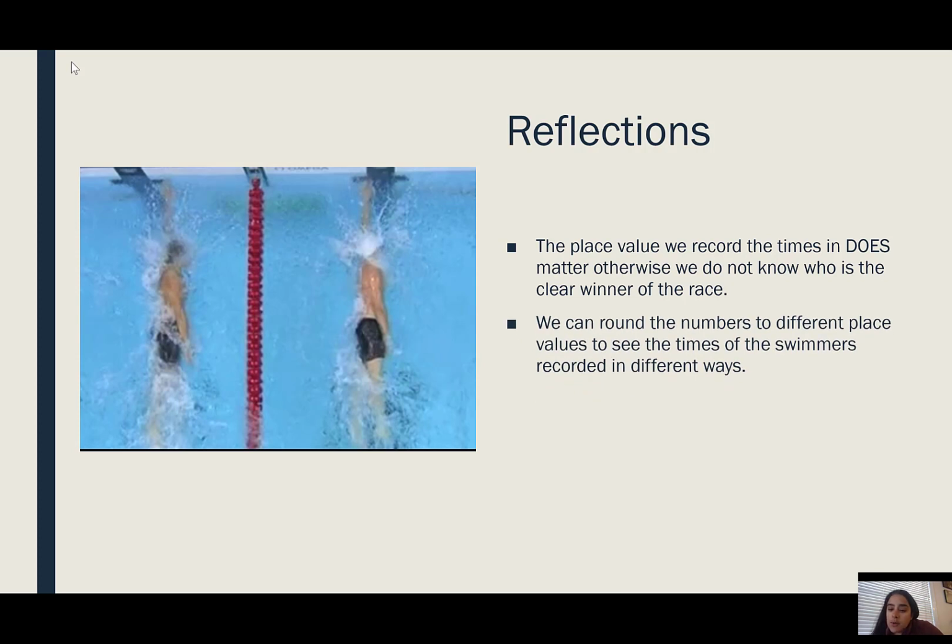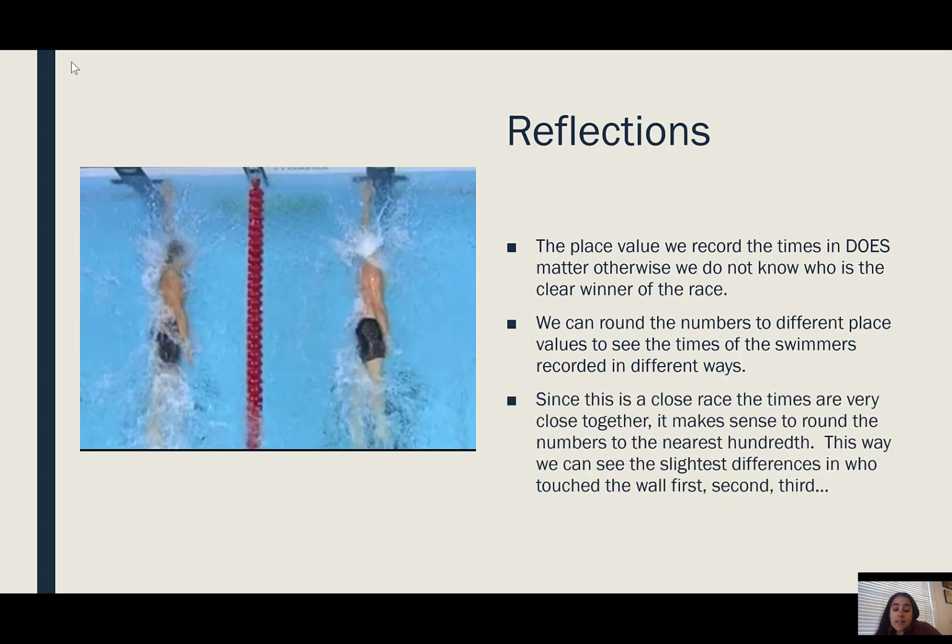We can round the numbers to different place values to see the times of the swimmers recorded in different ways. Since this is a close race, the times are very close together. It makes sense to round the numbers to the nearest hundredth. This way we can see the slightest difference in who touched the wall first, second, or third.